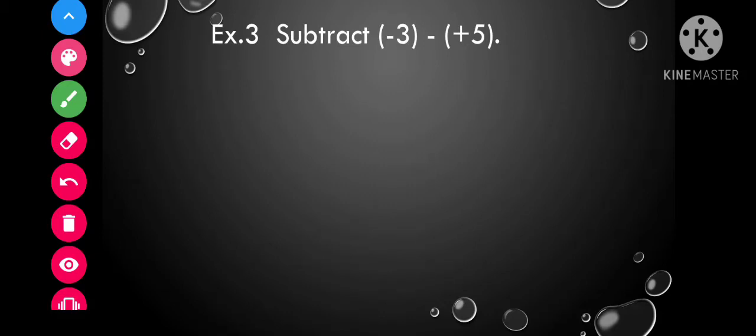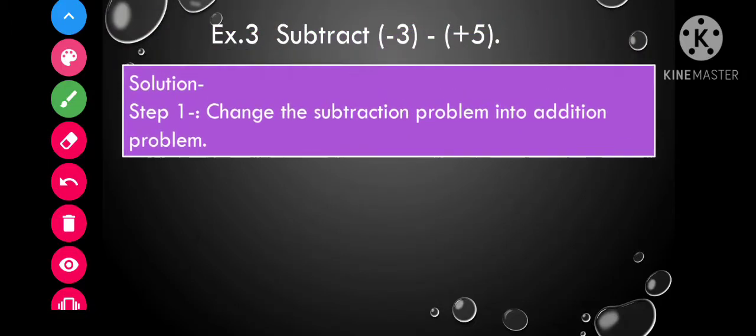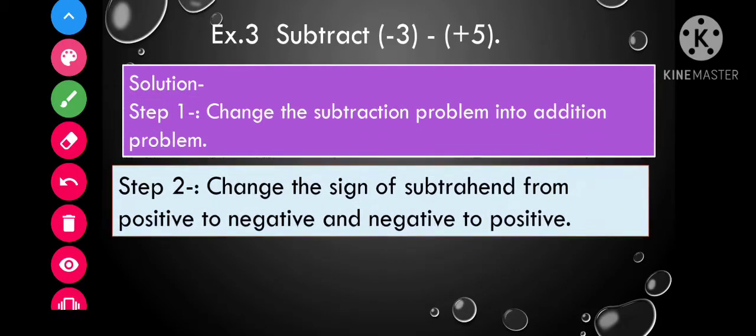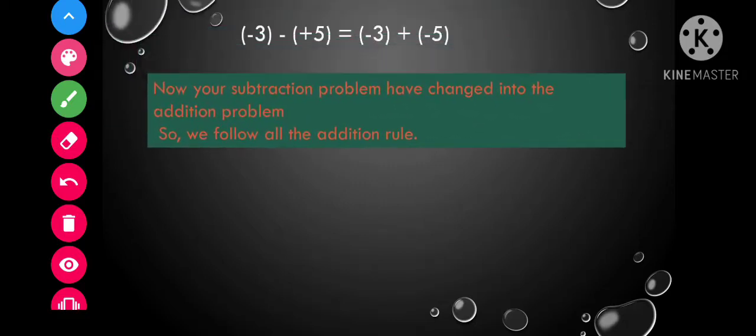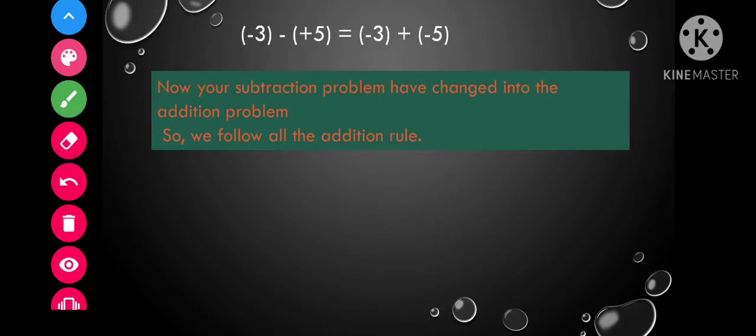Now example number 3. Subtract minus 3 minus plus 5. So here also we follow some steps. First step is change the subtraction problem into an addition problem, and step 2, change the sign of the subtrahend from positive to negative and negative to positive, then your subtraction problem will be changed into an addition problem. Then minus 3 minus plus 5 equals minus 3 plus minus 5. Now we follow all the addition rules.